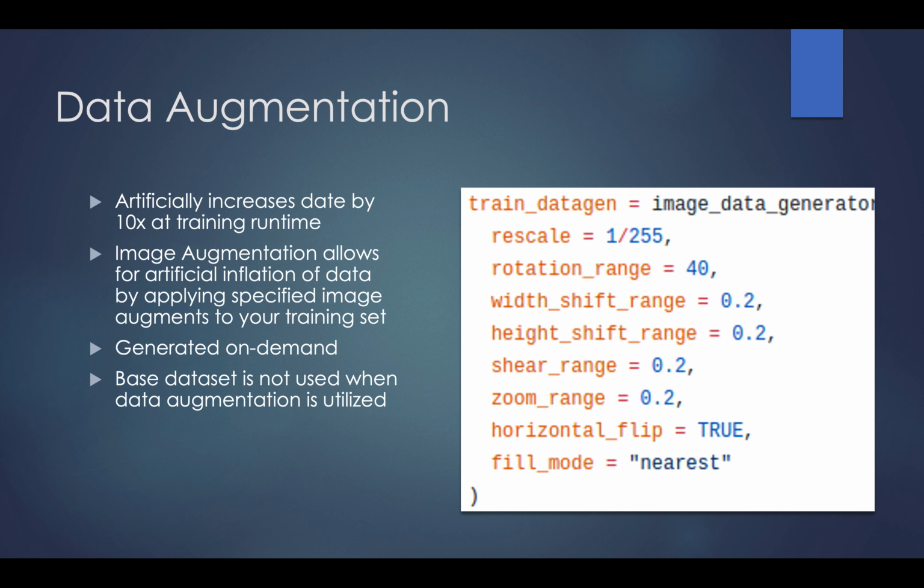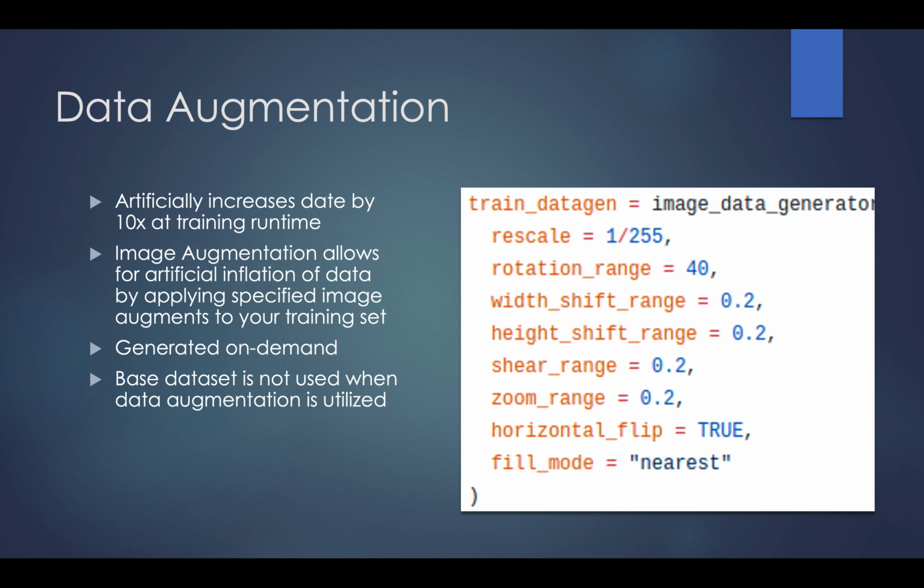So for our transfer learning models, we also implemented data augmentation, which artificially increases our data by 10 times at training runtime, which is really nice because you can never have too much data, regardless of how many images you have. Our complete set has a little over 4,000 images, and our subset has only 25 images in the training set. So data augmentation is a really nice technology.